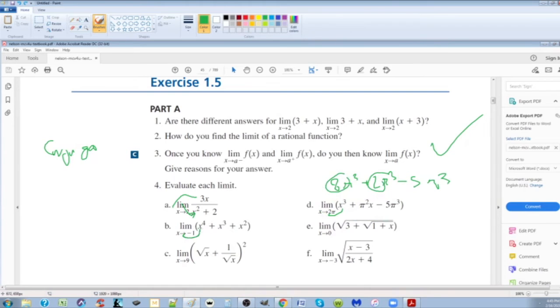What about this one? Well, this is just substitution. See, because this is a polynomial, you can just substitute. You can just solve each individually. So minus 1 squared is going to be plus 1. That's going to be minus 1. That's going to be plus 1. So you're going to end up with plus 1.